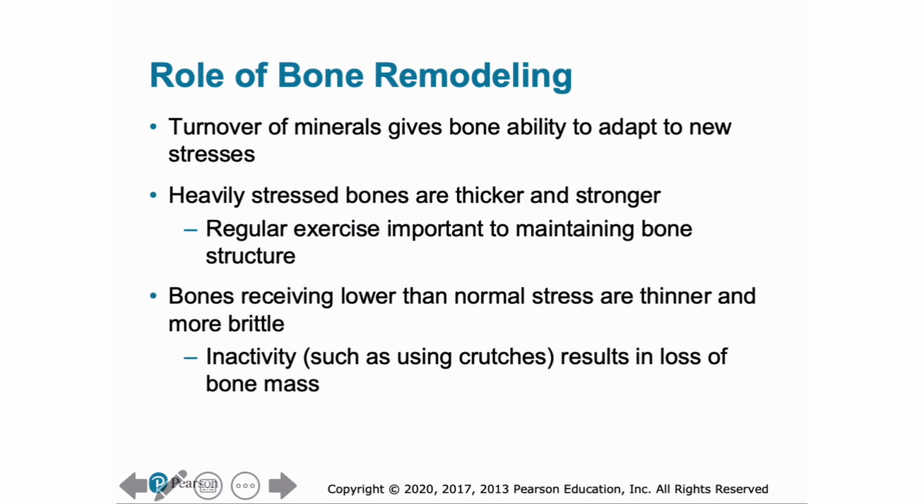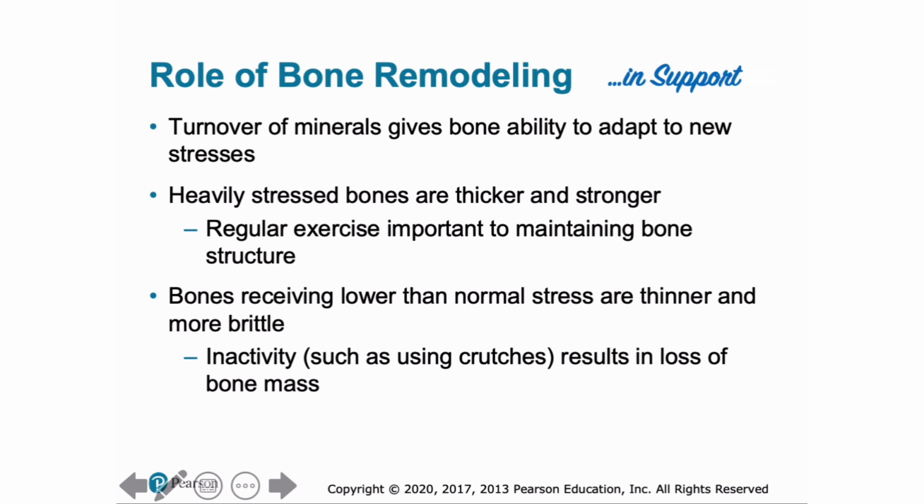First, let's talk about the role of bone remodeling in terms of the role of the skeleton in providing physical support. The ability of bone to remodel or to turn over its minerals gives bone the ability to adapt to new stresses that occur at different stages in life. For example, heavily stressed bones are thicker and stronger, whereas bones receiving lower than normal stresses are thinner and more brittle. Thus, regular exercise, including weight resistance training, can be very important to maintaining bone structure, whereas inactivity can lead to degeneration. Degenerative changes take place in the skeleton after even brief periods of inactivity.